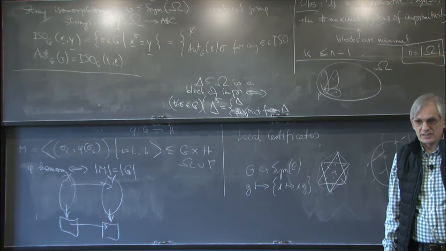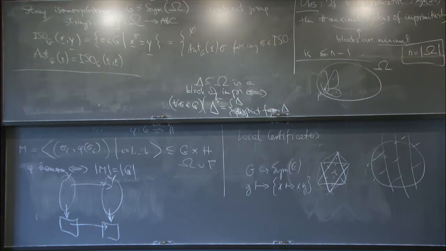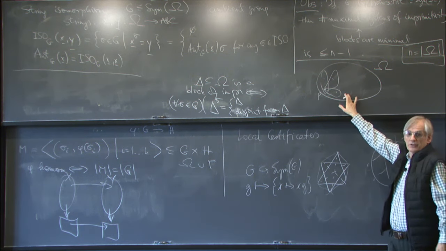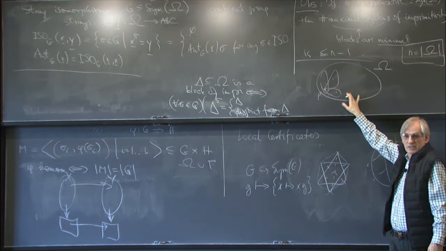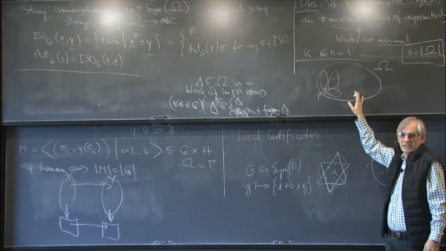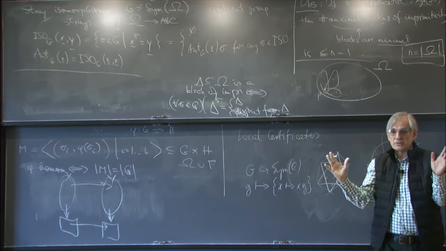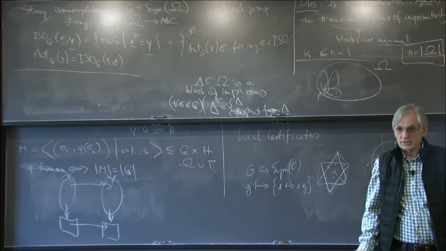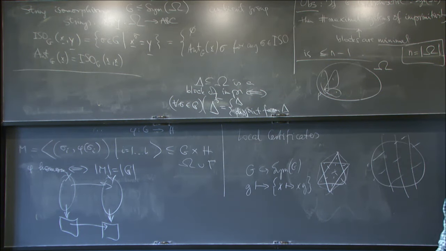Exactly. So if I individualize one of the maximal systems of imprimitivity, that means I individualized one object out of n minus one. So the multiplicative cost is n minus one.